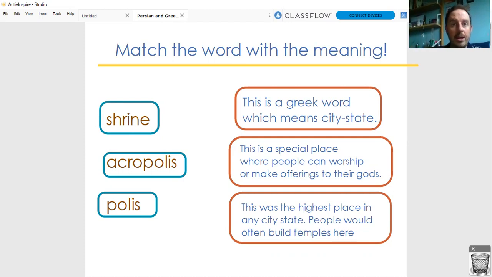Here are the meanings. This is a Greek word which means city-state. Which one of those is it? This is a special place where people can worship or make offerings to the gods. This was the highest point or the highest place in any city-state. And people would often build temples at this point if they lived in a Greek city-state, at the very highest point of their city-state. Okay, so how does that match up with those 3 words? Shrine, acropolis, and polis. Give you a little second to think about it. I think you got it. All right, let's see how you did. Let's match them up.